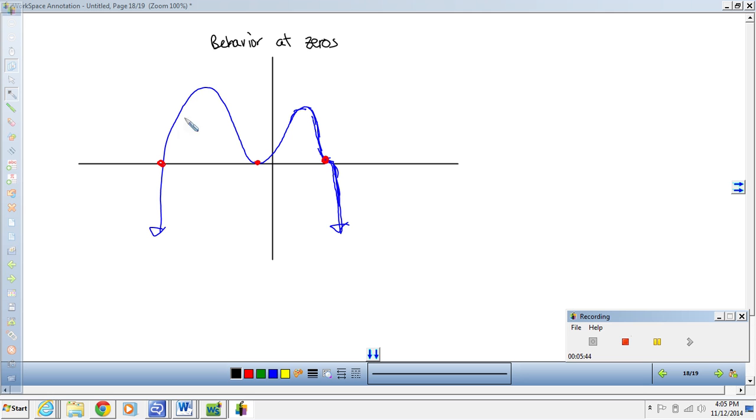So let's take a look at our behavior at 0. For example, this graph shows all 3 different kinds of behavior at the zeros. At this point right here, the first point, we see that it crosses straight through the x-axis. At this point over here, we'll call this number 2, we see that the graph bounces off the x-axis, so we describe this behavior as touching and turning around. So it touches and turns around at this point. We can also call it a turning point.